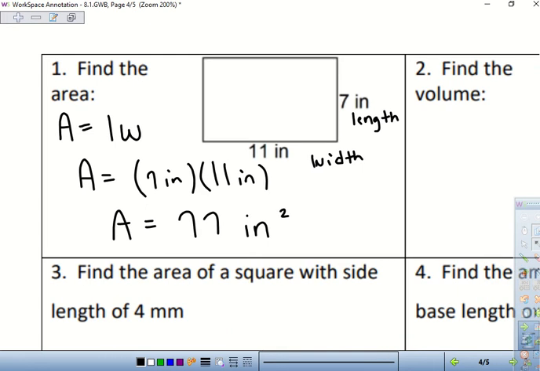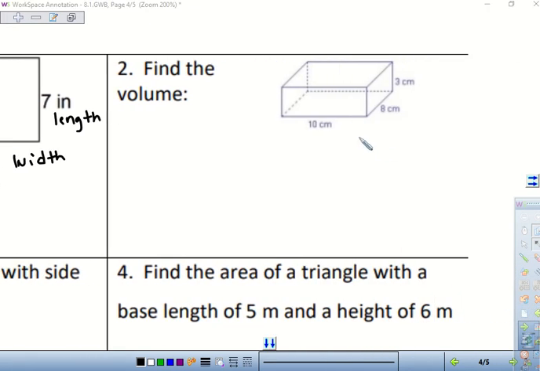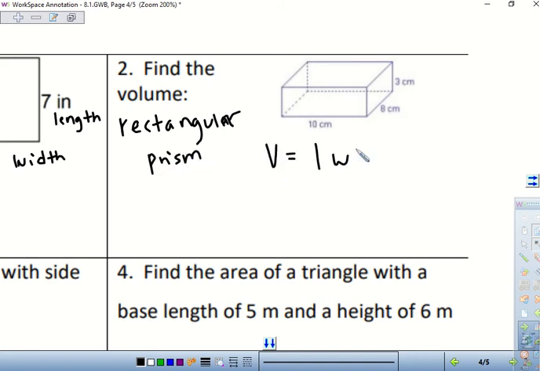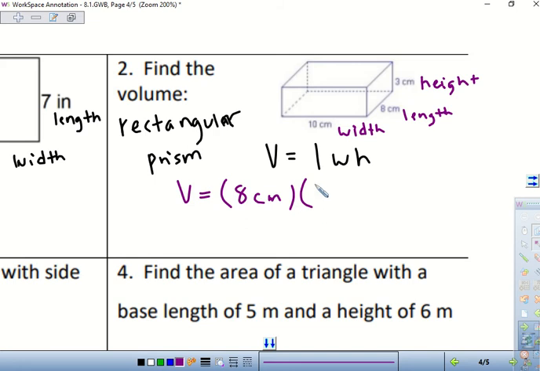Alright, let's try the next one, which is going to be volume. What kind of shape is this? It's called a rectangular prism. And the formula for that is volume is equal to length times width times height. Now it doesn't matter which of these is which. We'll call this one width, length, and height. And what are we going to do with these values? Good, multiply them together. So length times width times height.